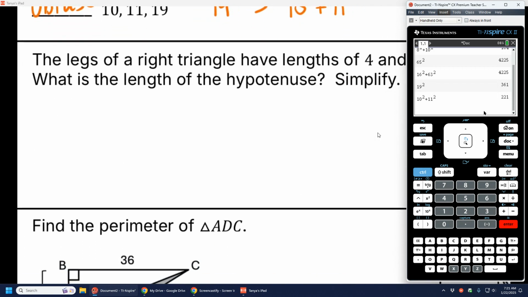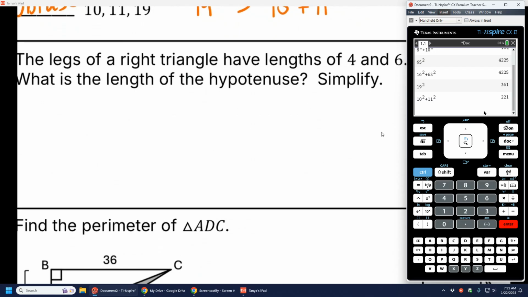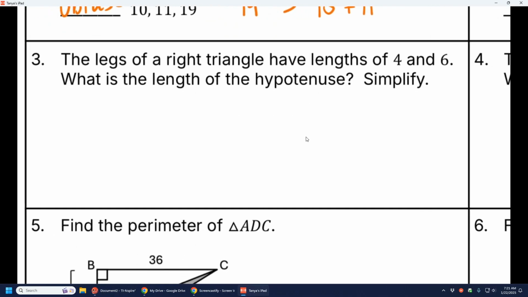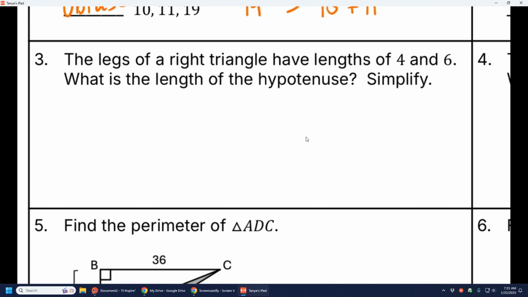Number 3, the legs of a right triangle have lengths of 4 and 6. What is the length of the hypotenuse? And then simplify. So when it comes to the Pythagorean theorem, and I'm going to write it again right here, a squared plus b squared equals c squared, so it has to be equal. C has to be the hypotenuse. C is the hypotenuse. So that means that a and b are both legs. So the 4 and the 6 that they gave us, that's a and b.